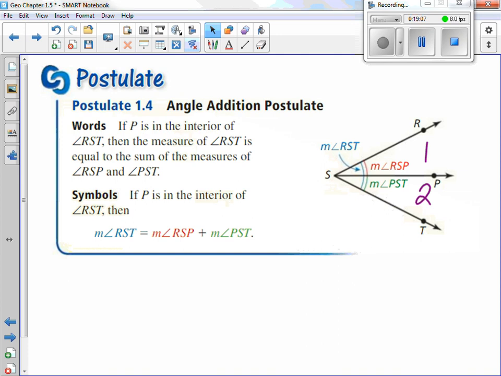But again, in mathematics, we want to prove something's true or have a postulate that states it's true so that we can use it. We want to show that it works every single time. And a postulate is something that works, and we really don't have to prove it.